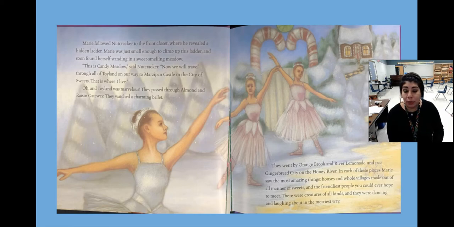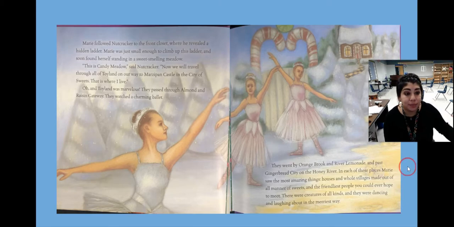Oh, and Toyland was marvelous. They passed through Almond and Raisin Gateway. They watched a charming ballet. They went on to Orange Brook and River Lemonade and passed Gingerbread City on the Honey River. In each of these places, Marie saw the most amazing things. Houses and whole villages made of all manner of sweets and the friendliest people you could ever hope to meet. There were creatures of all kinds, and they were dancing and laughing about in their merriest way.